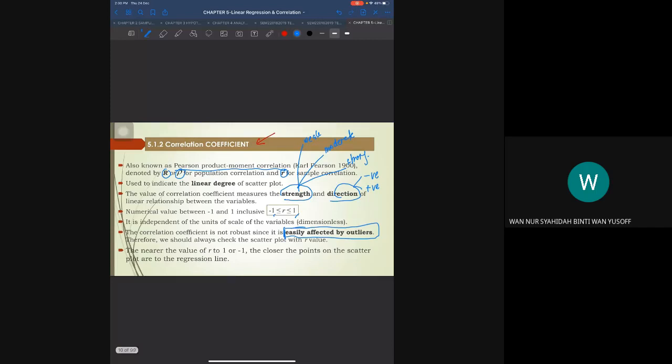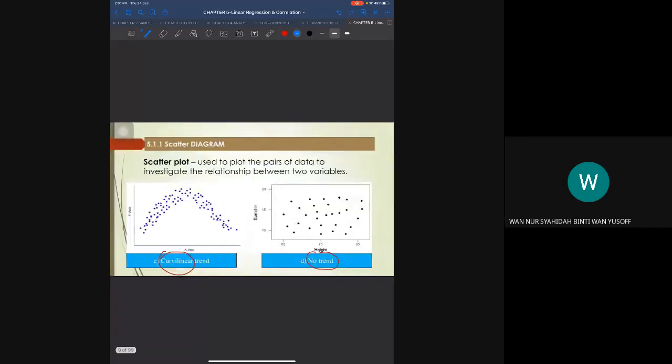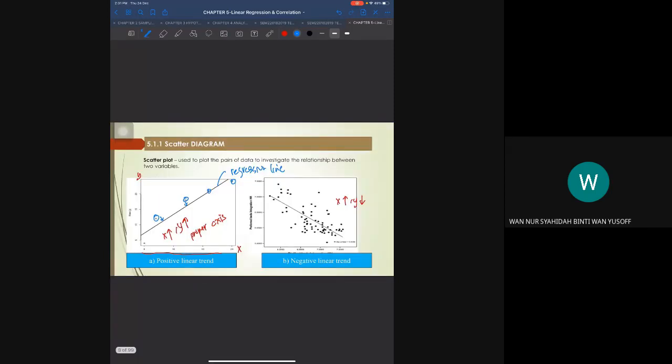So the nearer the value of R to 1 or -1, the closer the points on the scatter plot are to the regression line. Of course, when R is close to 1, there will be a strong relationship between variables, which means your data points will be close to the regression line.